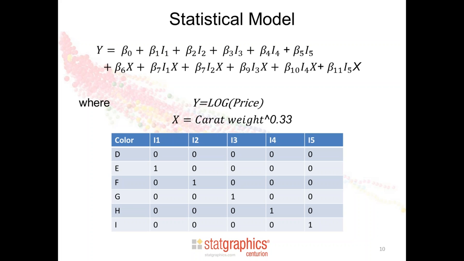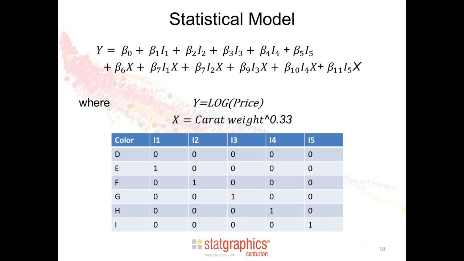Anyway, back to the model. We're going to now build a statistical model to estimate the price of diamonds. And based upon what we've seen so far, the dependent variable in our model is going to be the log of price. The primary independent variable is going to be caret weight raised to the 0.33 power, basically the cube root of caret weight.